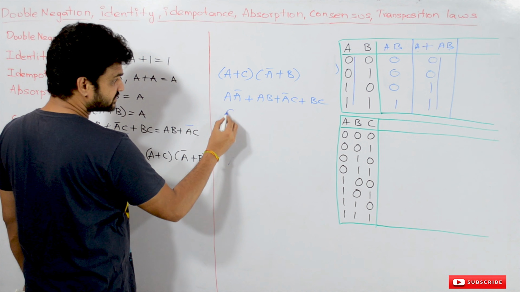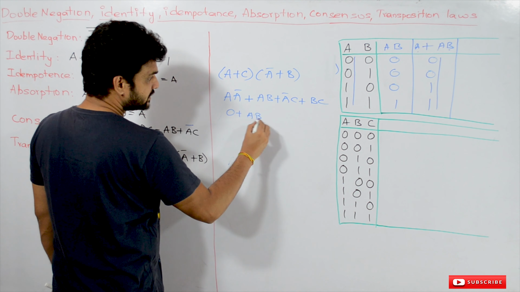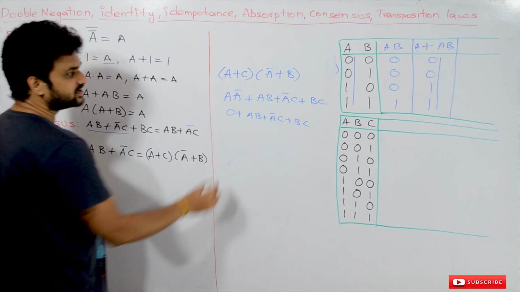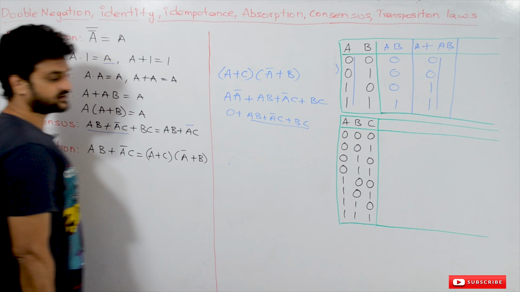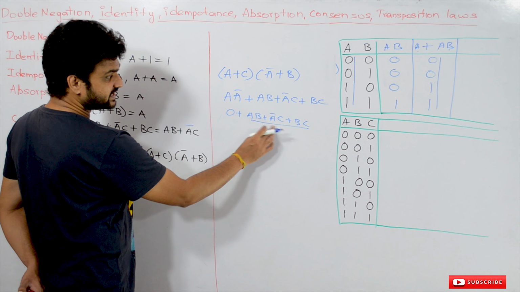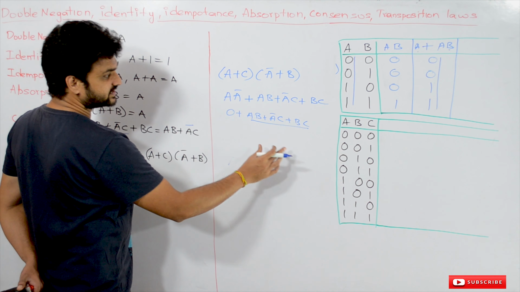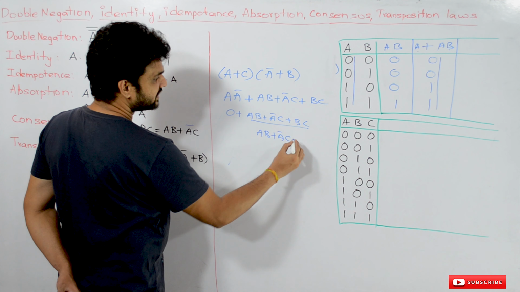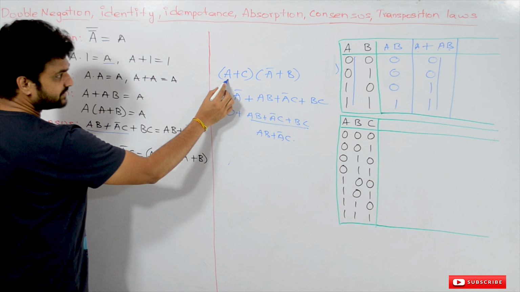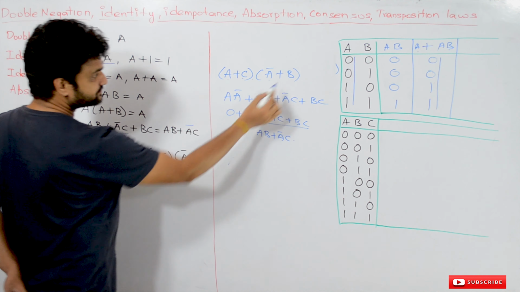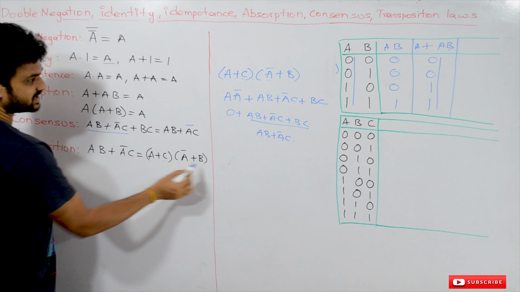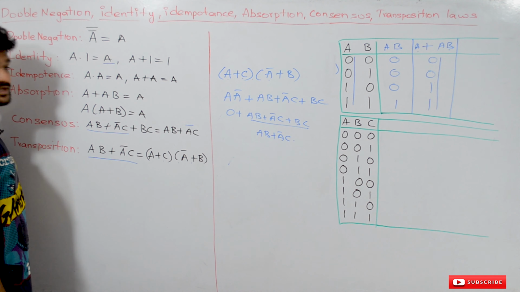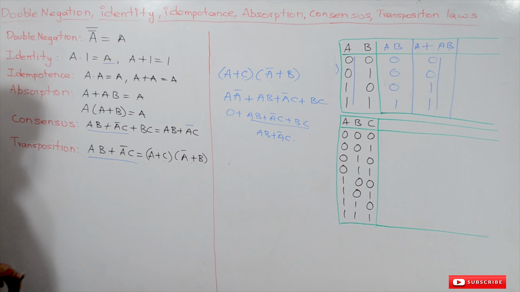A A bar is equal to 0, so 0 plus AB plus A bar C plus BC. How does it look? This is the consensus theorem, right? AB plus A bar C, so this one will get eliminated. What happens is, it is AB plus A bar C. See here, A plus C dot A bar plus B is equal to AB plus A bar C. So this is what we call the transposition theorem.